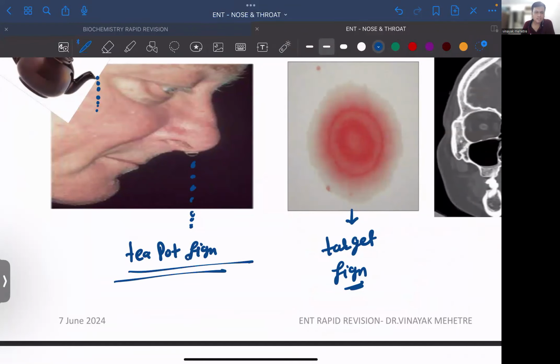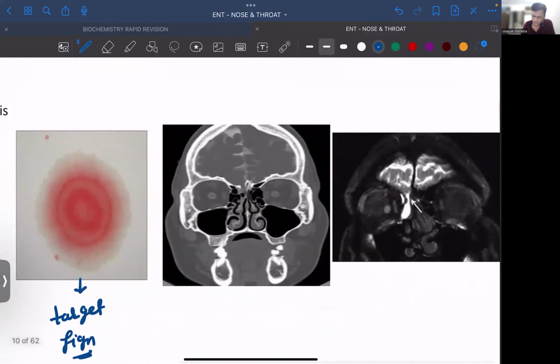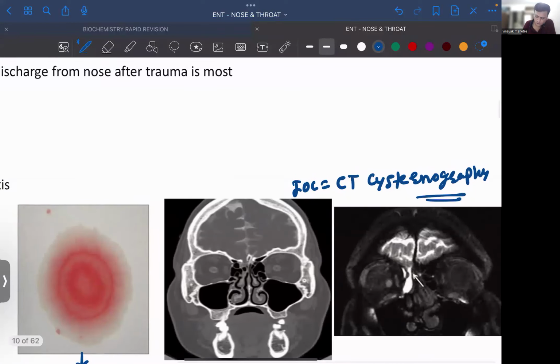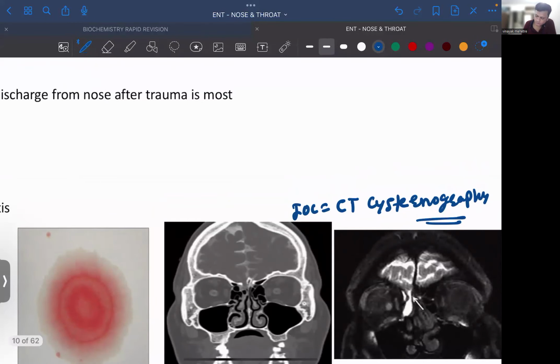Okay, teapot sign. Now tell me, the investigation of choice is, of course, CT cisternography. Okay, this is the investigation of choice, right? But I can ask you a question related to this fluid which is coming out. Okay, most specific indicator.